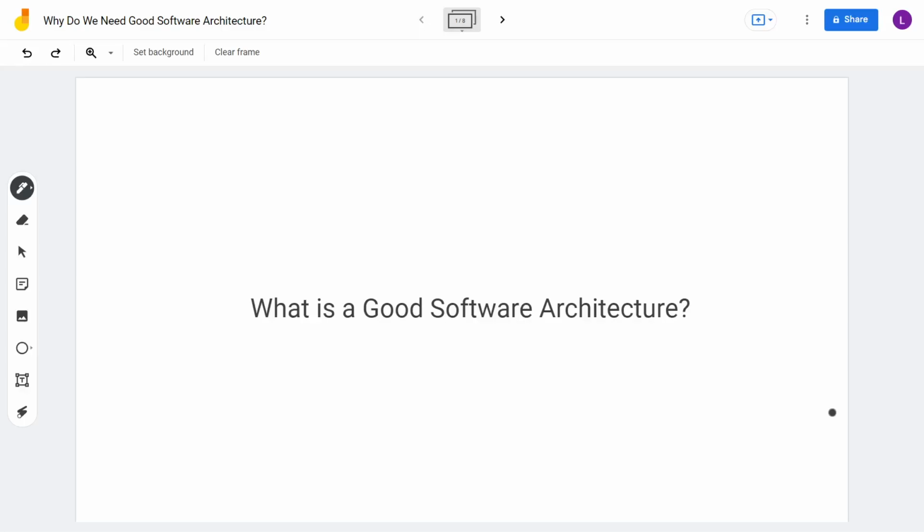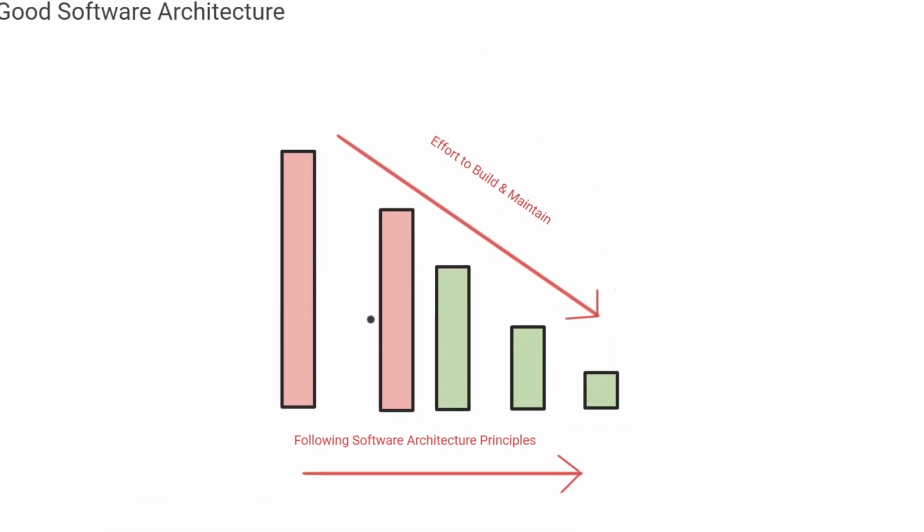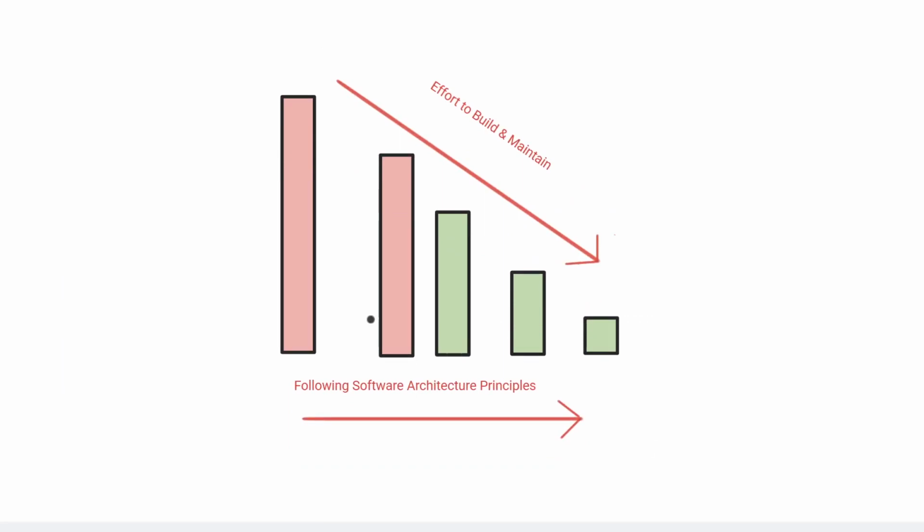In this video, we will be looking into what is a good software architecture, why do we need it, and what can be the consequences if we don't follow these good principles. Okay, let me zoom in a little bit so you guys can see it better.